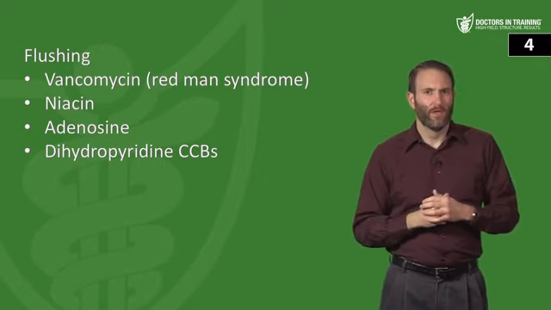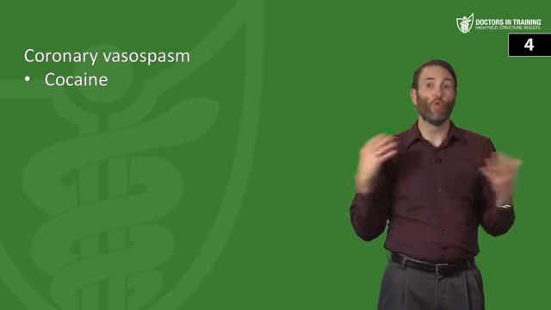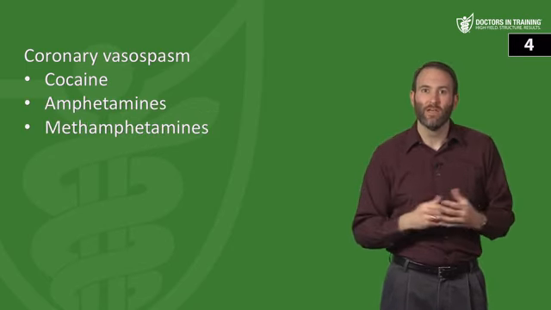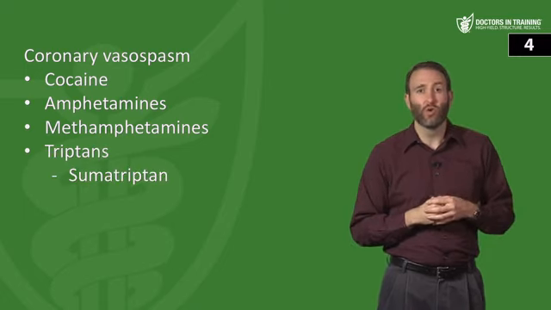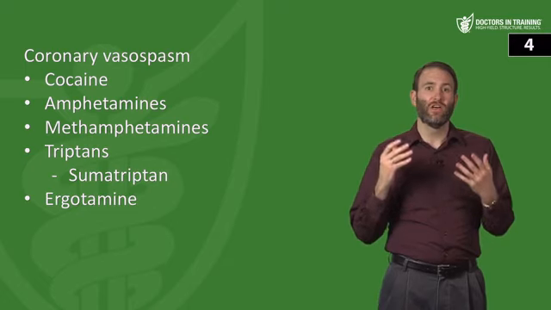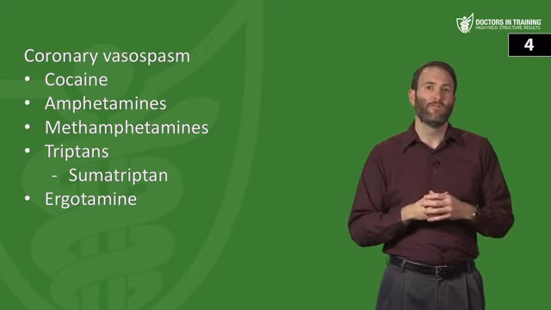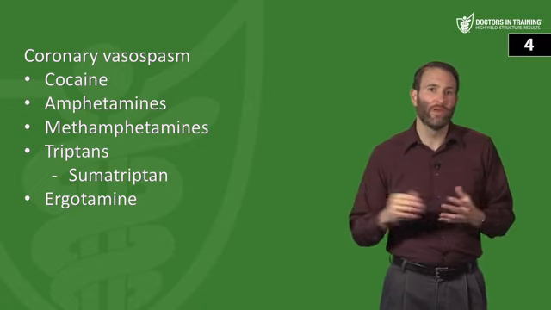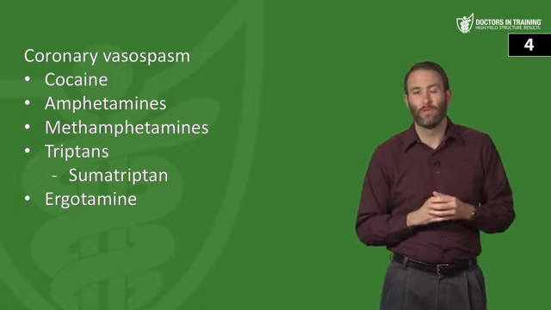Next, we have coronary vasospasm, and that can be caused by cocaine. Along with cocaine, some of the other illicit drugs, amphetamines, methamphetamines, can cause coronary vasospasm. Your triptan drugs, like sumatriptan and ergotamines, can cause that coronary vasospasm. Those are treatments for migraine headaches. This doesn't happen very often, but we generally don't give triptans to patients with coronary artery disease or strokes either.